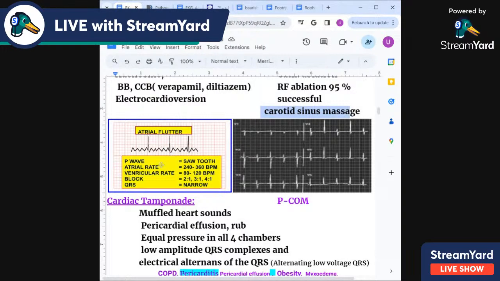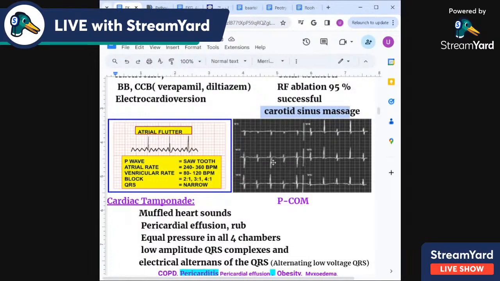So in atrial flutter, we have this sawtooth P wave and a narrow QRS. The P wave rate is 240 to 360 beats a minute, and the ventricular rate is 80 to 120, so there may be a tachycardia. The block is 2 to 1, 3 to 1, or 4 to 1, and the QRS is narrow in atrial flutter with a regular rhythm.